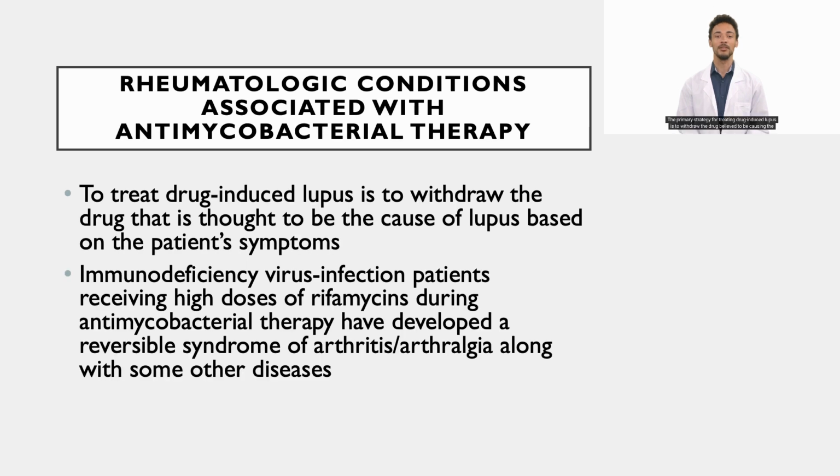The primary strategy for treating drug-induced lupus is to withdraw the drug believed to be causing the symptoms. It has also been observed that patients with immunodeficiency virus infection, who receive high doses of rifamycins during antimycobacterial therapy, can develop a reversible syndrome of arthritis and arthralgia.